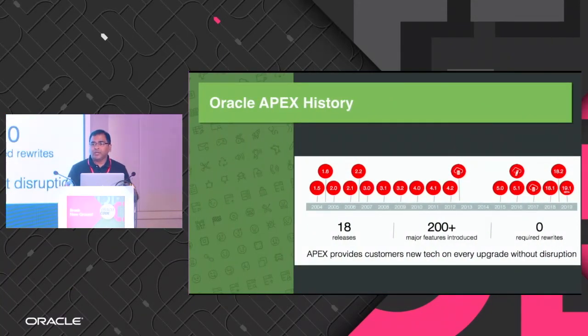I just would like to quickly talk to you about Apex history and then jump into the demo. It's already 5:30, so let me do that. So we've had like 18 releases so far, and with 200 plus major features introduced, Apex provides customers new technology on every upgrade without any disruption. So the code which you would have written way back in 1.5 still works on the latest 18.2. That's what Apex is for you, okay? You can never get this with any of the other technologies.